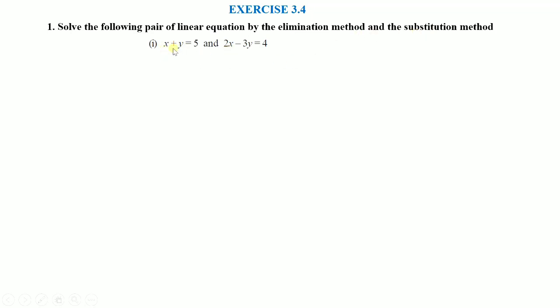So the question says, as I told you, you will always have two equations. That is the name of the chapter, pair of linear equations. So x plus y is equal to 5, quite simple, and 2x minus 3y is equal to 4. So we have two equations. Now we will proceed for the solution. We have x plus y is equal to 5, let it be equation number 1, and 2x minus 3y equals 4, equation number 2.